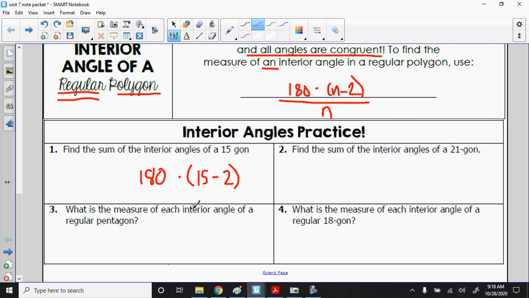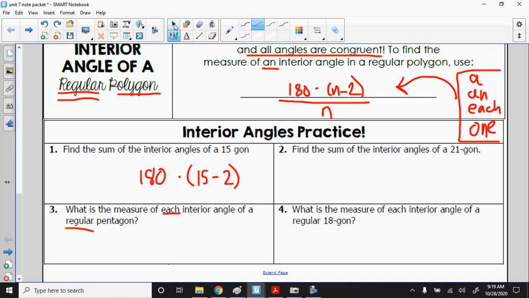Number 3, what is the measure of each? So we can use the words angle, each angle, or one angle. These are the four key words that tell us to work with that formula. What is the measure of each interior angle, or I can say one, or an interior angle of a regular pentagon? Notice it says regular. We need it to say regular.